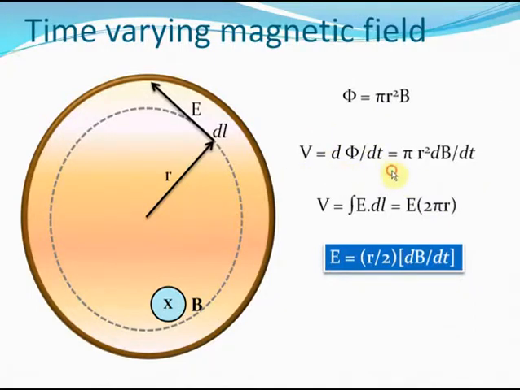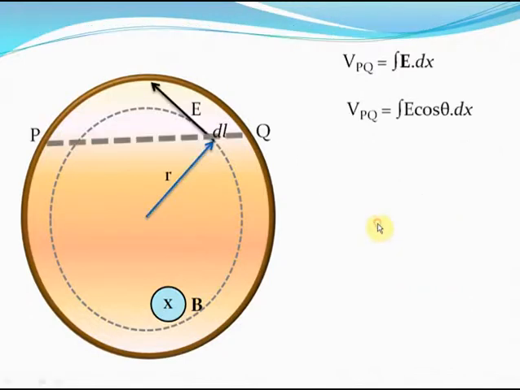We want to take 2 points present in this wire, point P and point Q, and we want to calculate the net potential difference created between these 2 points P and Q because of the time varying magnetic field. Now we know that the electric field is tangential. If the angle between the electric field and the chord PQ is theta, in that case the component of the electric field along PQ will be E cos theta.